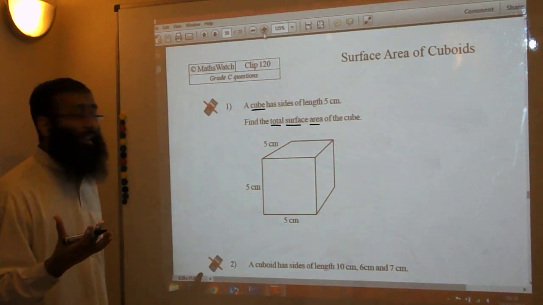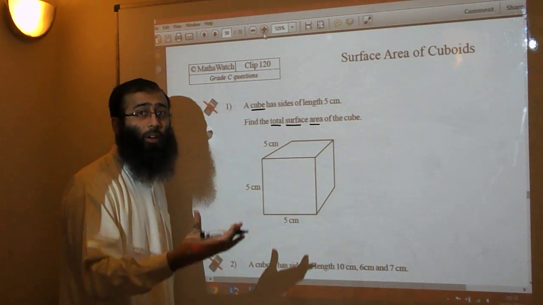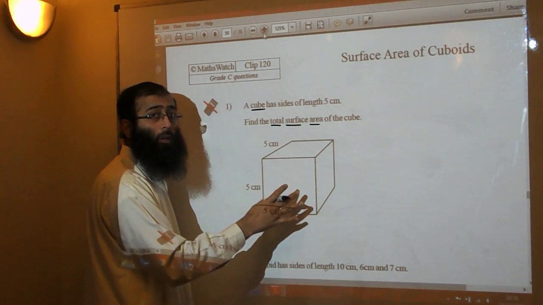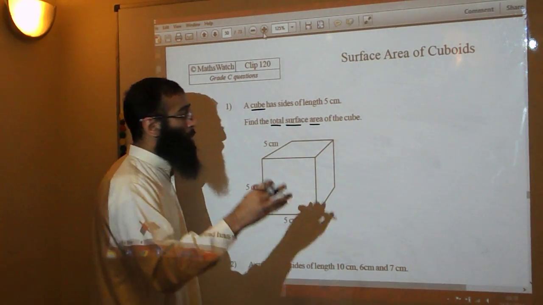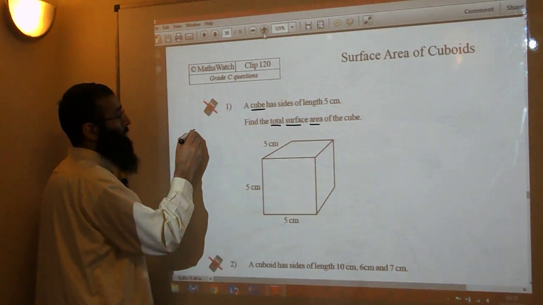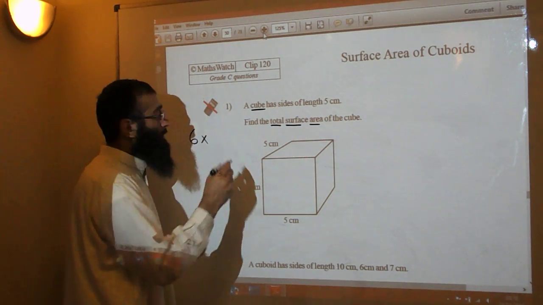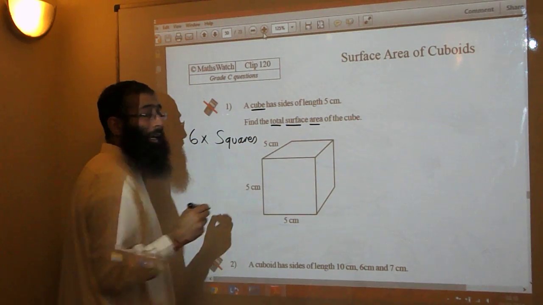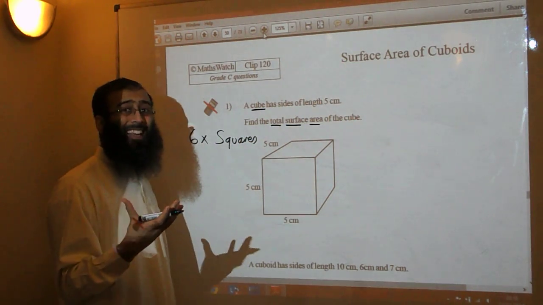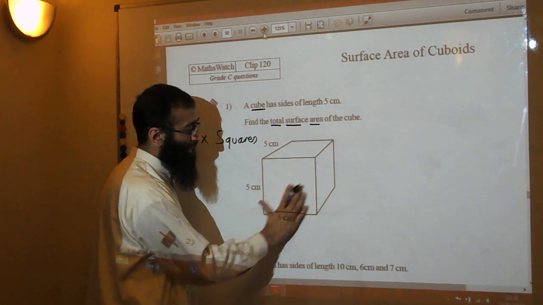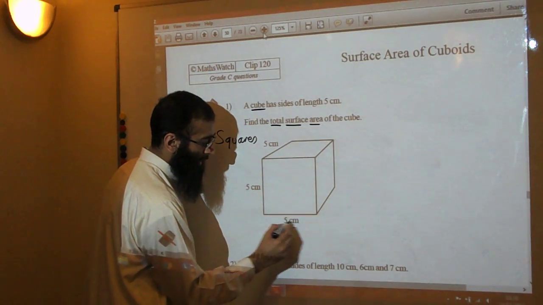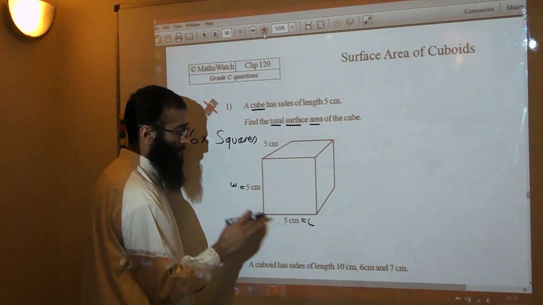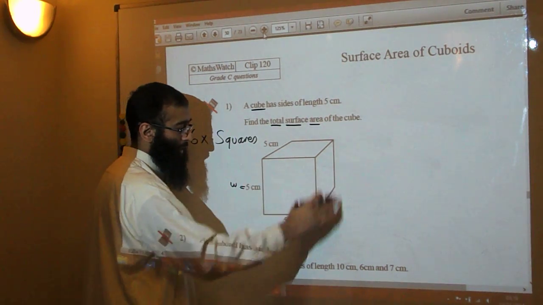Now we all know how to work out the area of a square or rectangle. So let's just have a look at the first component of this cube. A cube is made up of 6 squares. Okay, so we have 6 identical squares. Now, we need to know how to work out the area of one of these squares. So let's look at this front face over here. So this one here, I'm going to call it my length. And this one here, I'm going to call it my width. So length and width of this particular square here.